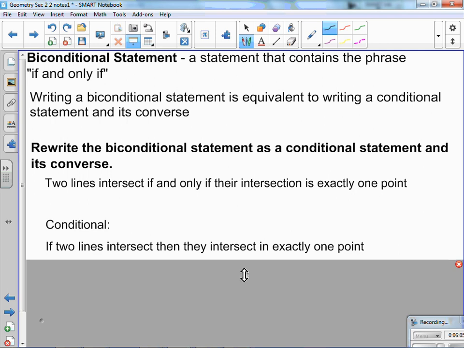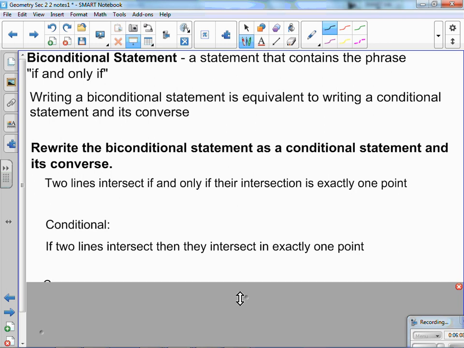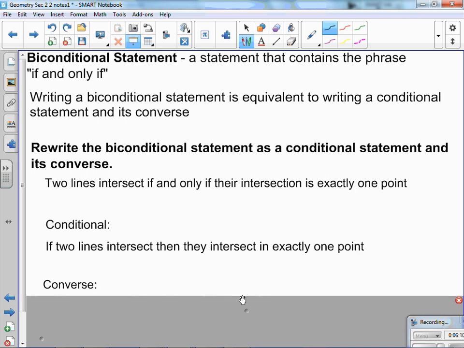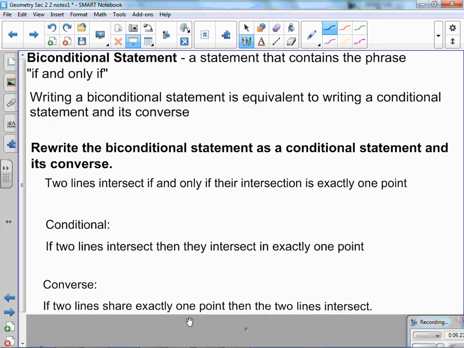And then the converse of that we would be creating. Remember, the converse is basically just taking the hypothesis and conclusion, so the end and the beginning, and swapping places. And so we're going to say: if two lines share exactly 1 point, then the two lines intersect. Once again, we had to change the wording a little bit from the conditional statement just to have a statement that didn't sound odd or didn't make sense.